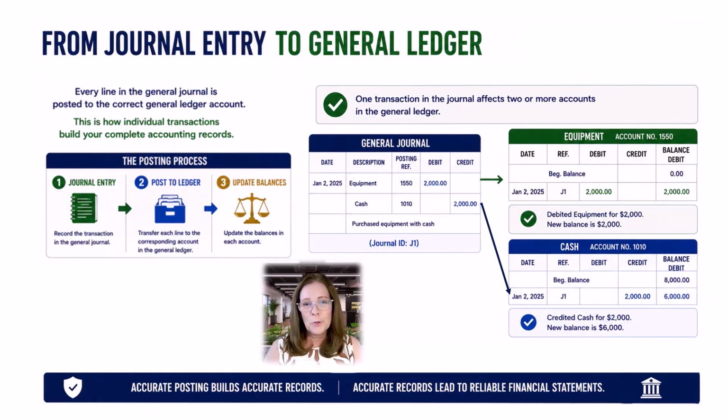One journal entry always affects at least two, but often more accounts in the general ledger. In our example, one transaction updated both the equipment and the cash account. And when we look at the individual general ledger accounts, we quickly realize that the general ledger organizes transactions by account instead of by date. The general journal answers the question, what happened today? The general ledger answers the question, what happened to this account over time? Both records are important and work together.